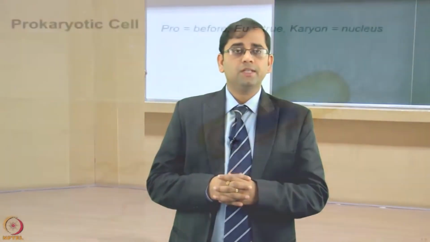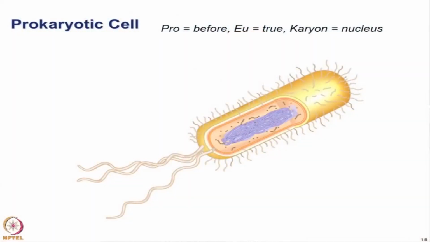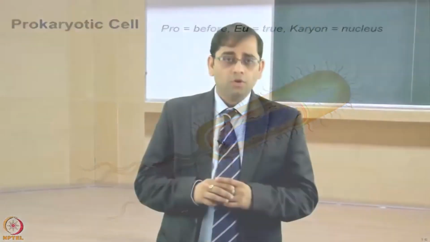Alright, so now let us come to various types of cells, and on the screen I am showing you one image. Can you recognize what this image is? What type of organism is this particular image illustrating? Alright, so you are right, it is a bacteria, it is a prokaryotic cell, and when we say prokaryote, pro means before and karyon means nucleus. So, this does not possess a true nucleus, right.